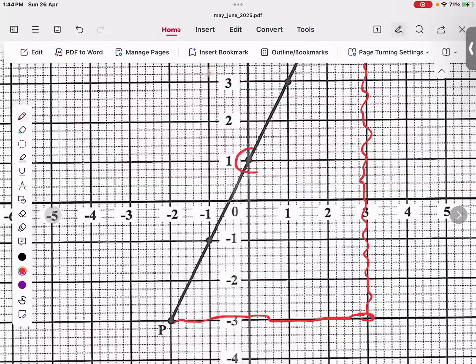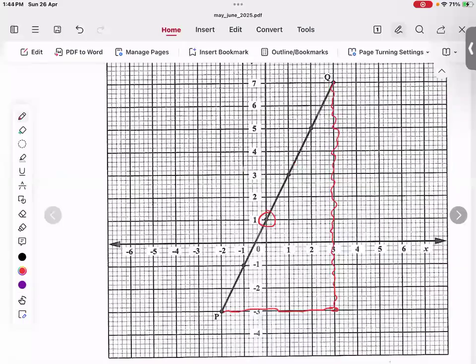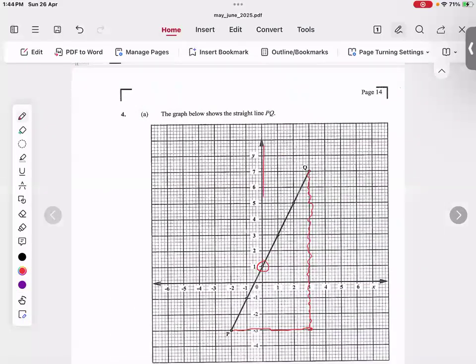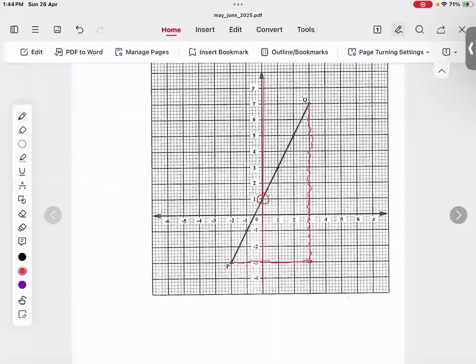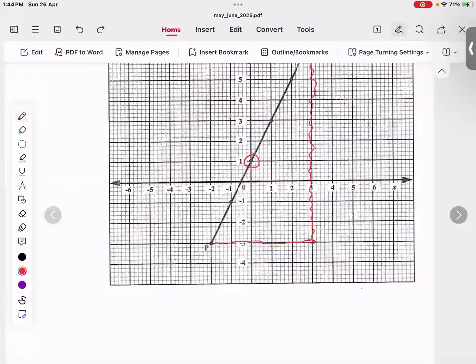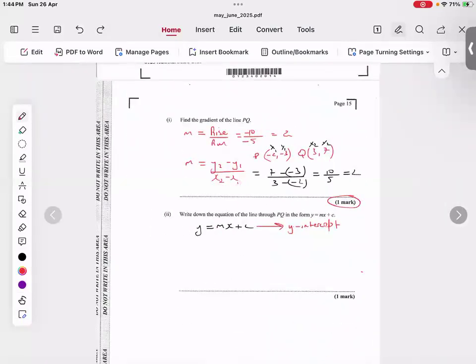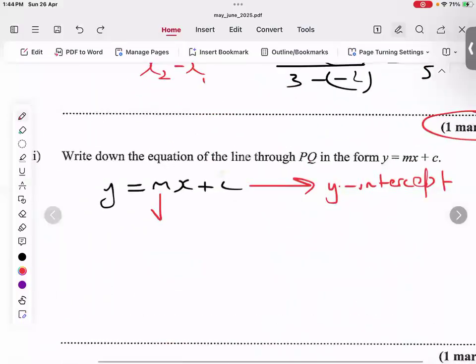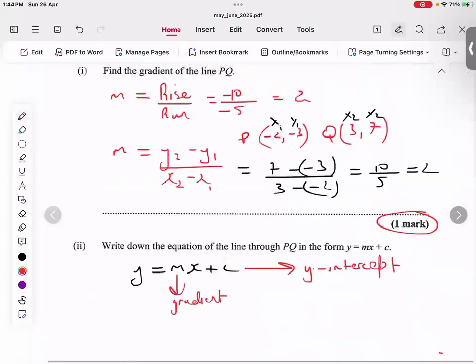It crosses it at 1, correct? So the line crosses this axis right here, which is the y-axis, at 1. That's where it crosses it, so that is your c value. And from this y equals mx plus c, what does the m represent? Gradient. That is correct, Mr. Cohen. Gradient.